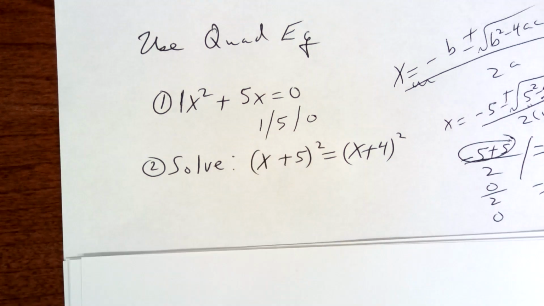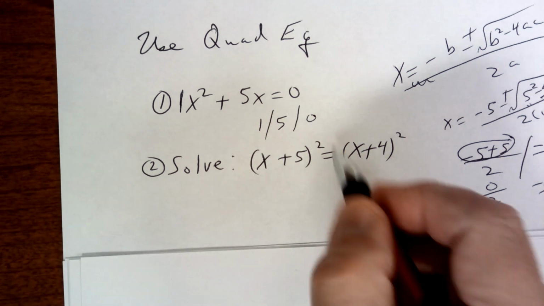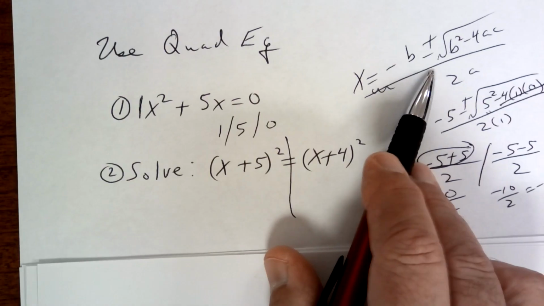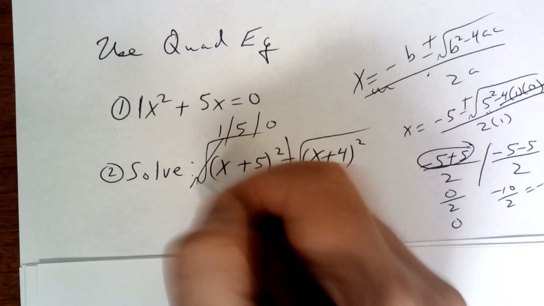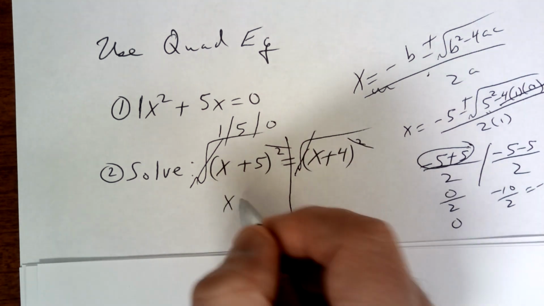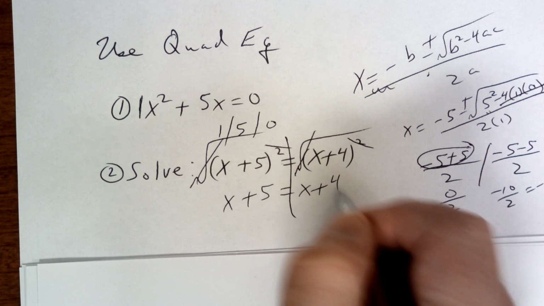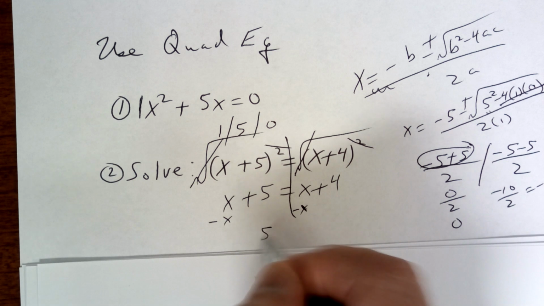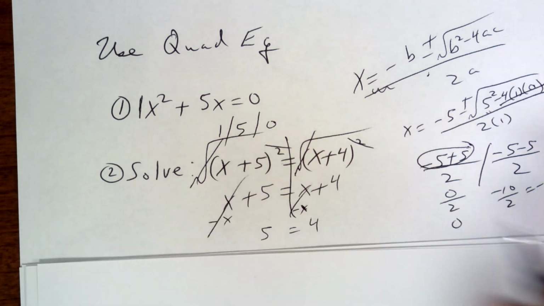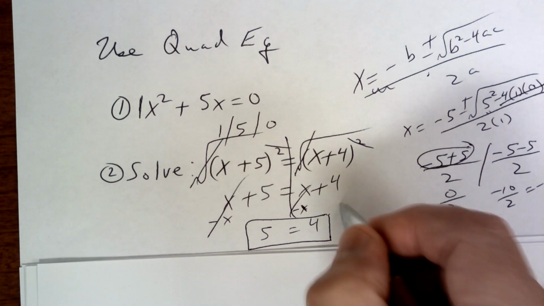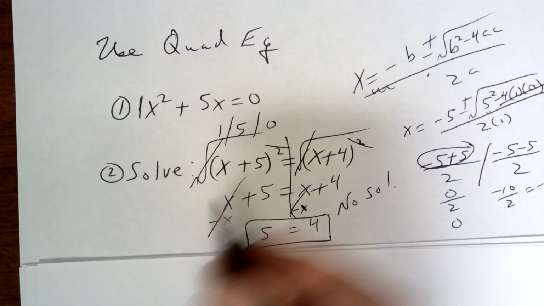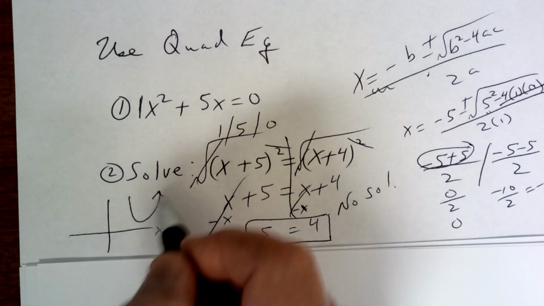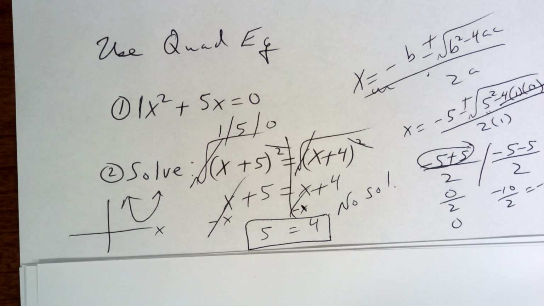Okay, this one right here, they're both squared. So you could do FOIL and then get it all on one side and then use the quadratic equation. It's a lot of work. I would just go ahead and start doing the square root of both sides. When you do that, you get x plus 5 is equal to x plus 4, and then you're going to subtract x from both sides. And when you subtract x, you get 5 is equal to 4 because the x's cancel. 5 is not equal to 4, so there's no solution. Now what that means is if you graph it, the graph does not hit the x-axis. So this one is going to probably look something like that with no x-intercepts.